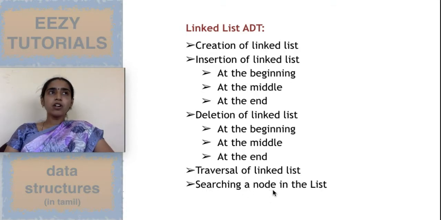Suppose I want to know at which position 5 is present. So in the linked list I will be performing a search. Searching can be done with an element, or in another way, what is the element present in the 4th position. In that way also you can do a search. So these are the basic ADTs of a linked list. You can also have some other ADTs like sorting, counting the number of nodes in the linked list, etc. These are the basic ADTs.